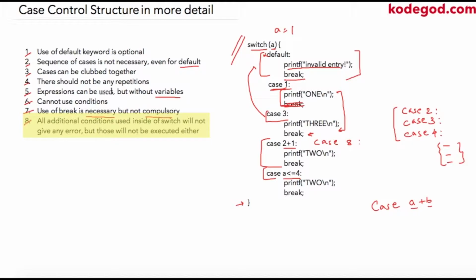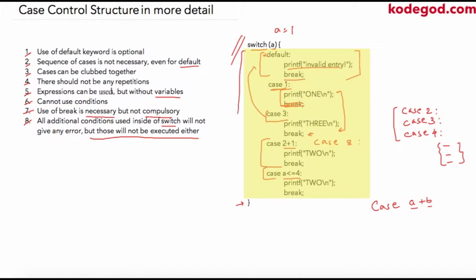The final point is that all additional conditions used inside the switch block will not give any error, but those will not be executed either. Inside your switch block you can write if else, but those blocks will not be executed at all. The compiler will simply ignore those statements. This is not really important, but this is something that can be asked in your technical interviews or some other quizzes. So that is all for case control structures.